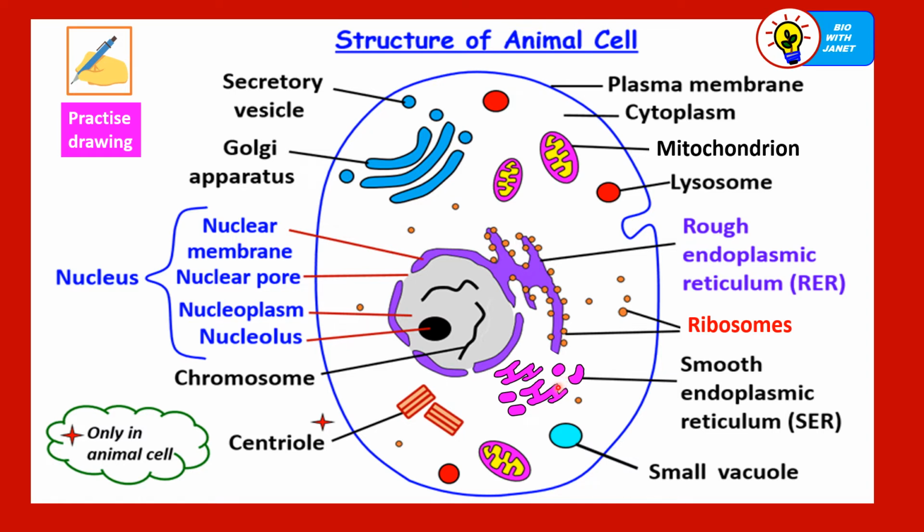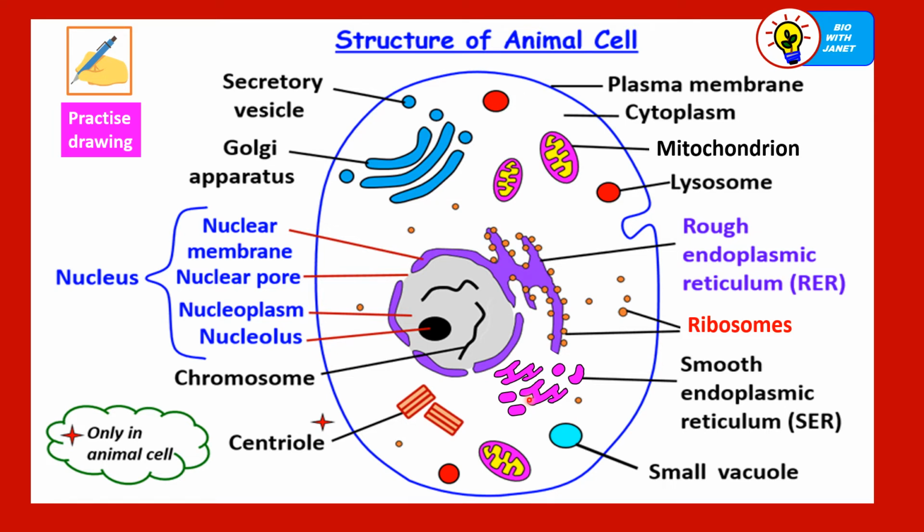And then next we have the smooth endoplasmic reticulum, which is also for transport. So the smooth endoplasmic reticulum does not have any ribosomes on it. Its function is to synthesize and transport glycerol and lipids. It also carries out detoxification of drugs, right, in the body.